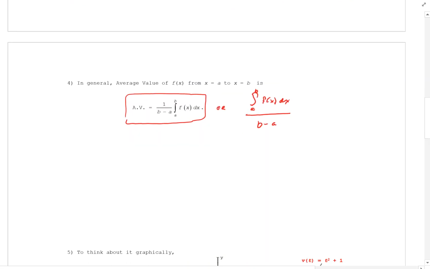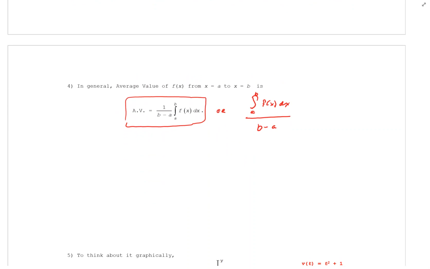So remember that this integral from a to b of f of x dx is our net distance. Not our total distance traveled, but our net distance. Where did I end up at the end of my trip? And b minus a is the delta t.